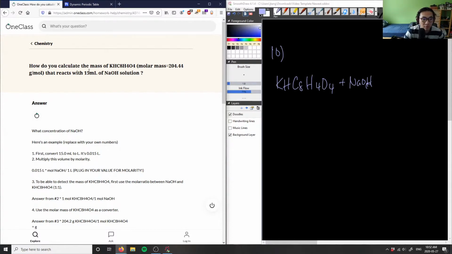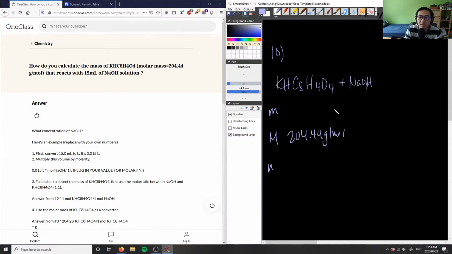Because we're given our volume here, which is 50 milliliters, we can change that to liters, which is fine. But we're not given our molarity here. I think they're mixing up molarity with our volume, so that's probably not a good thing. I don't think we actually have enough information to solve this problem, because if we have our mass, molar mass, and our moles, right? We're given our molar mass, which is 204.44 grams per mole.